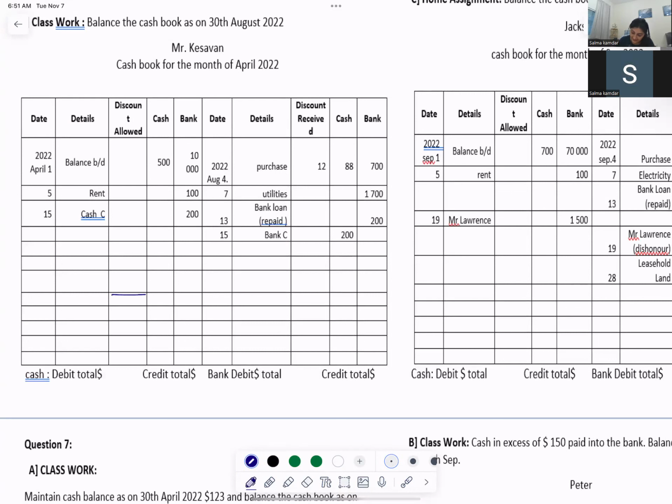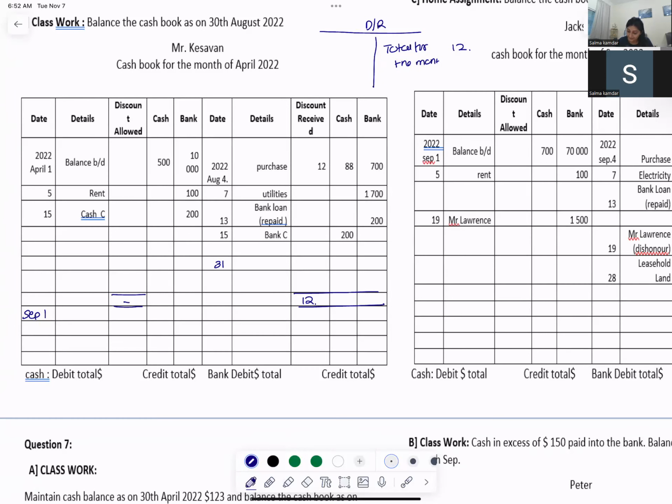Discount allowed has nothing. Discount received has 12. It will go to the credit side of the discount received account as total for the month, and it will be 12. Now balancing will always happen on the last date. The last date for August is August 31, and here it will be September 1.